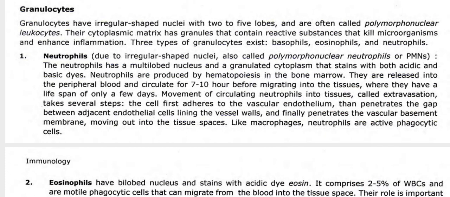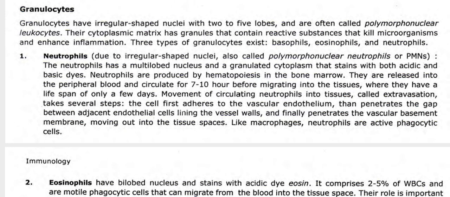Granulocytes. Granulocytes have irregular shaped nuclei with 2 to 5 lobes and are often called polymorphonuclear leukocytes. Their cytoplasmic matrix has granules that contain reactive substances that kill microorganisms and enhance inflammation. Three types of granulocytes exist: basophil, eosinophil, and neutrophil.